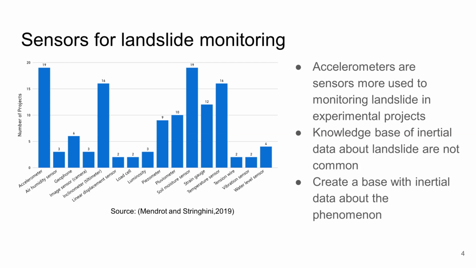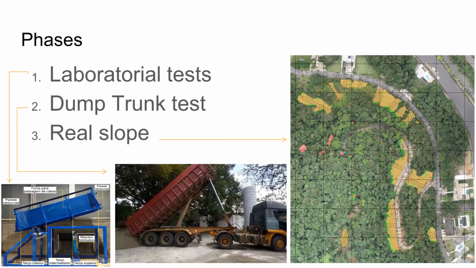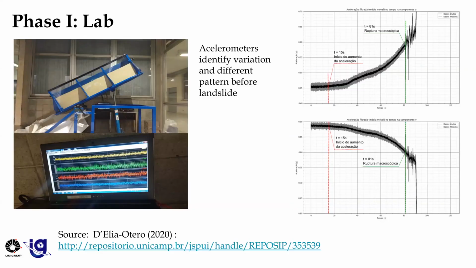For this, we use 3 phases: a laboratory test, another at a different scale in a dump truck, and another on a real slope, in a real environment. Phase 1, in the laboratory, uses a specific machine around 1 to 2 meters in dimension. You put sand inside this machine and subject it to different movements to simulate a landslide. We put the sensors inside this machine and recognize the signals.